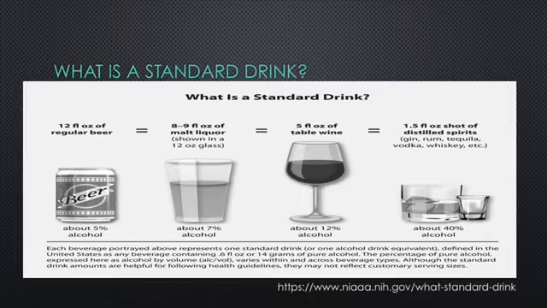Before we get into safe drinking tips and safe partying tips, first we have to understand what is in a standard drink. The National Institute on Alcohol Abuse and Alcoholism defines these as standard drinks: 12 fluid ounces of regular beer at about 5% alcohol, 8 to 9 fluid ounces of malt liquor at about 7% alcohol, 5 fluid ounces of table wine at about 12% alcohol, and 1.5 fluid ounces, or a standard shot, of a distilled spirit at about 40% alcohol.